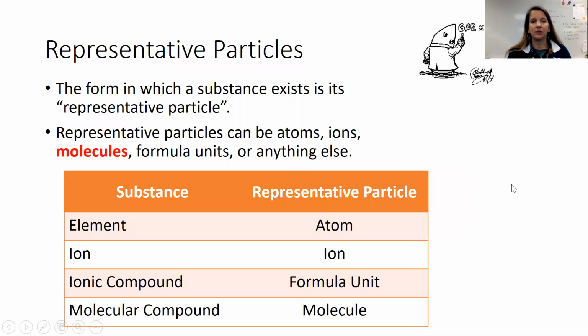So last time we were talking about elements like copper or zinc or arsenic. And so our representative particle for those things was the atom. This time, we're going to be talking about covalent substances like nitrogen dioxide or carbon monoxide or hydrogen gas. And so those are all covalently bonded substances, which makes them molecules. So we're going to be changing our representative particle from atoms to molecules, but we're going to use that term the same way that we use the term atoms.